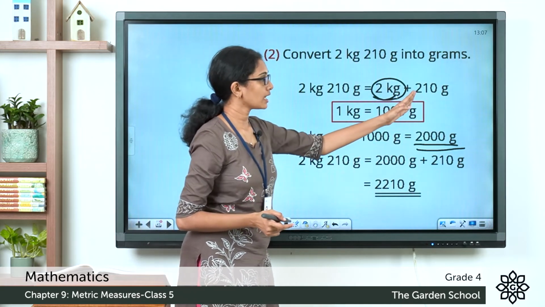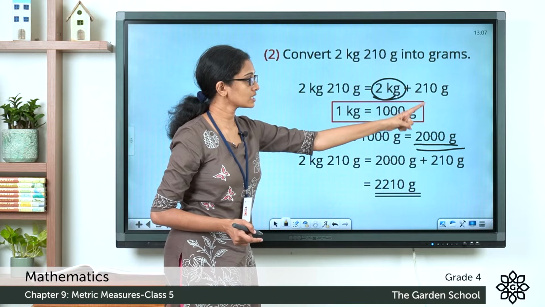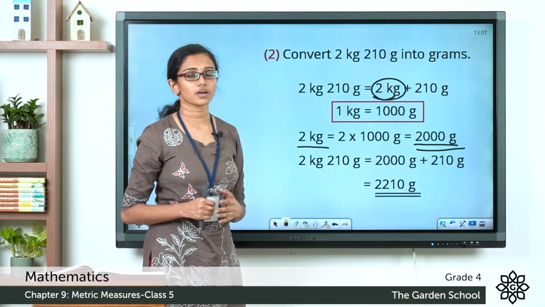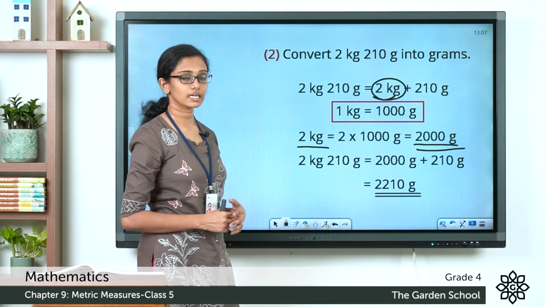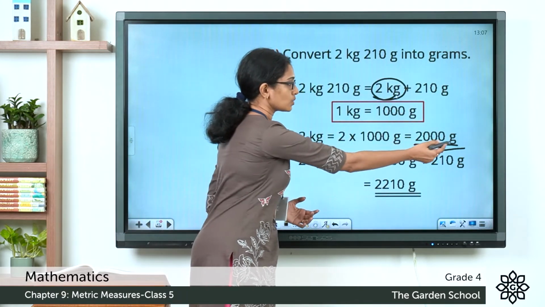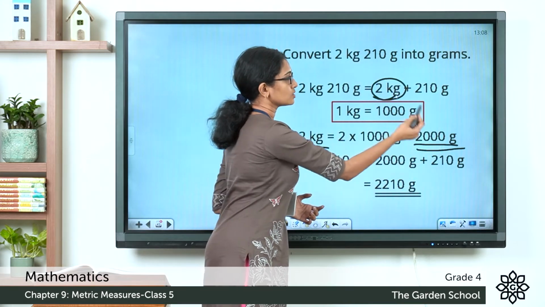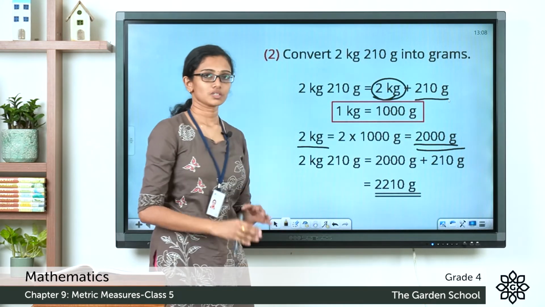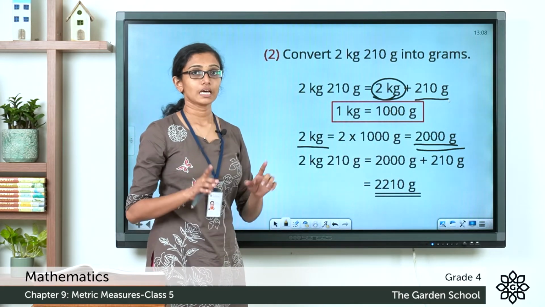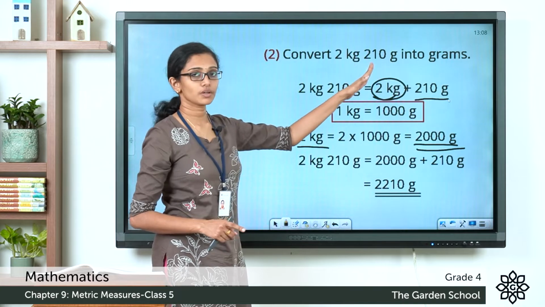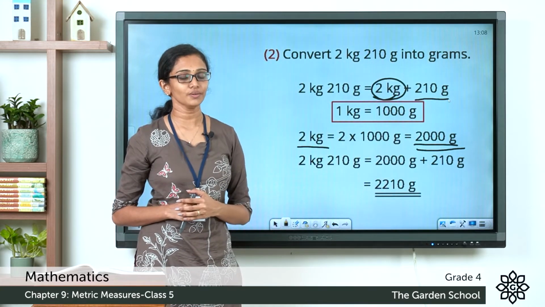Now we have an extra 210 grams given in the question. We have to add this to this to get the total. So we can say 2 kilogram 210 gram is equal to the 2000 gram, which represents the 2 kilogram part, plus the 210 grams. So that equals a total weight of 2210 grams. Now we have got the given measurement in terms of grams alone. I hope this is clear to you.